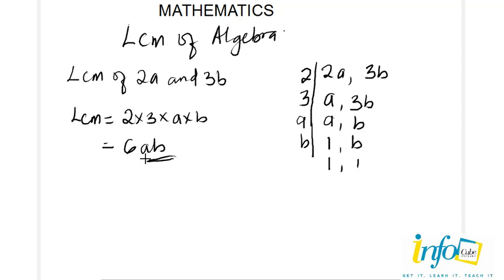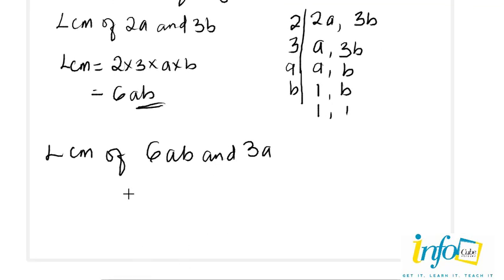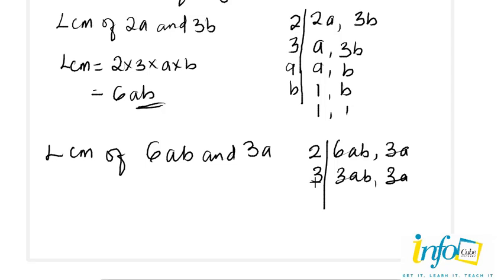Now let's solve another question. When you say find L.C.M of 6ab and 3a. Let's apply the same method. You have 6ab, you have 3a. Let's divide with 2. You have 3ab, and you have 3a. Then we divide with 3 now. You have ab remaining, and you have a.